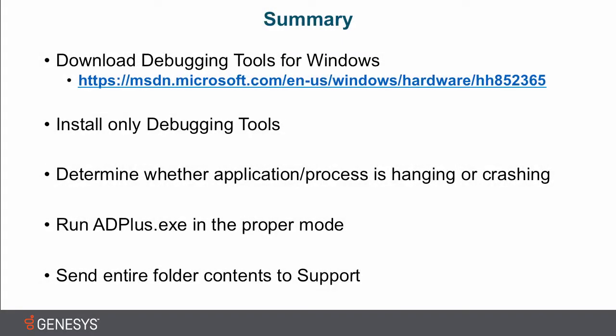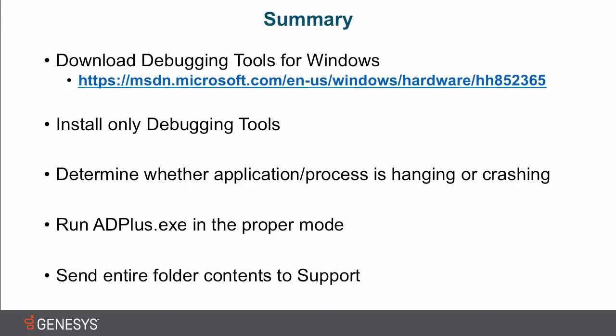To review the process, you want to go to the Microsoft site where you actually download the debugging tools for Windows. And when you do the installation, unselect everything except for the debugging tools. Once you have that, you need to determine whether your application or your process is hanging or it's crashing. It's very important to run it depending on the circumstances, and then run 80plus in the correct mode.